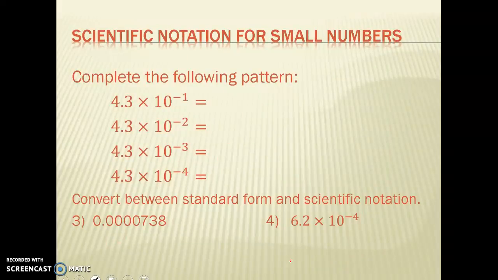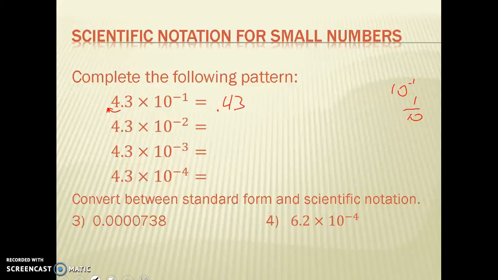So let's say, for example, I take 4.3 times 10 to the negative first. Well, 10 to the negative first, remember, is the same thing as 1/10. So if I take something and multiply it times 1/10, that's the same thing as dividing it by 10. That's going to move the decimal 1 space to the left. And so 4.3 times 10 to the negative first is going to be 0.43.